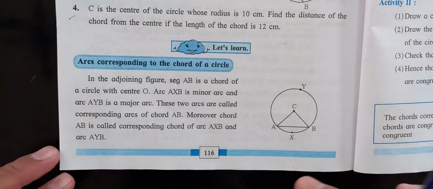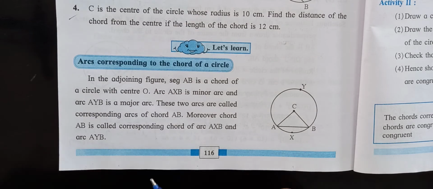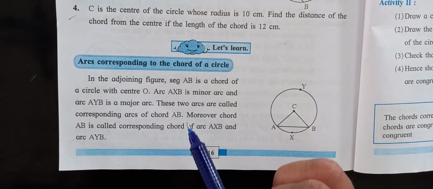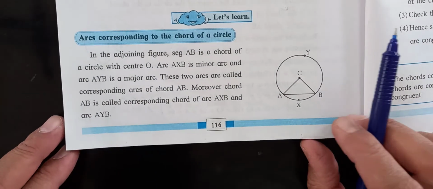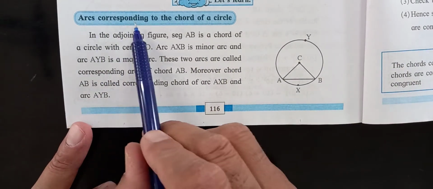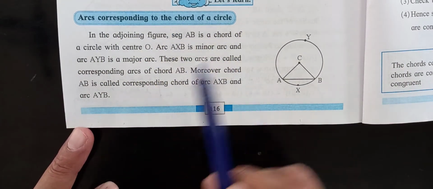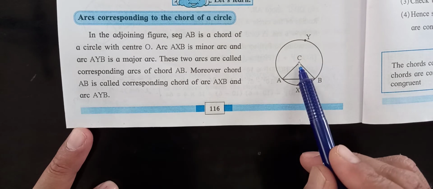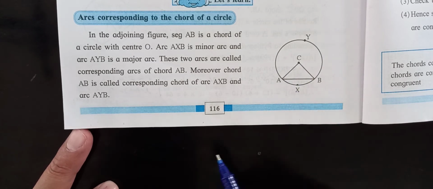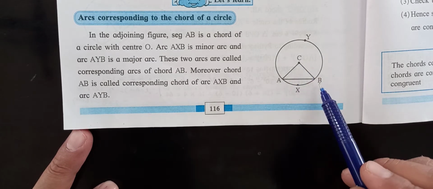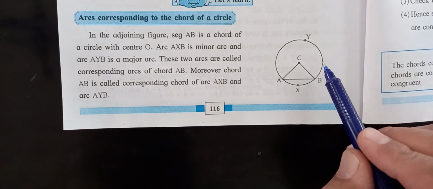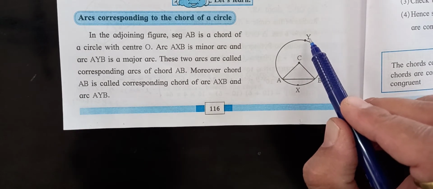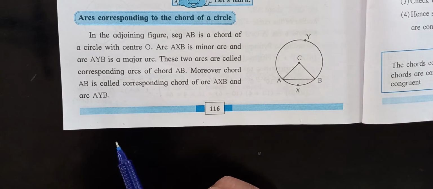Already you have studied that theorem: the perpendicular drawn from the center of a circle to the chord bisects the chord. Now you have to study the arc corresponding to the chord of a circle. This is the circle, C is the center, AB is the chord, and CA and CB are the radii of the circle. Here we have taken two points Y and X on the circle.